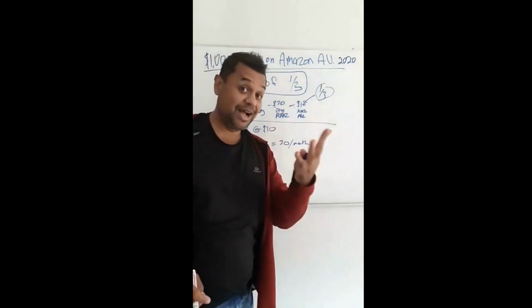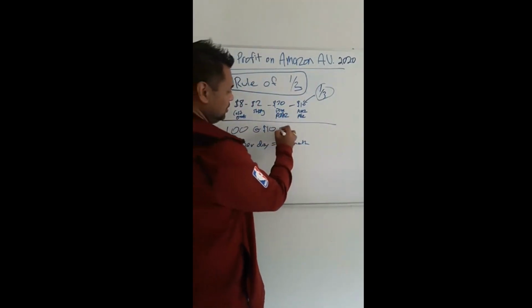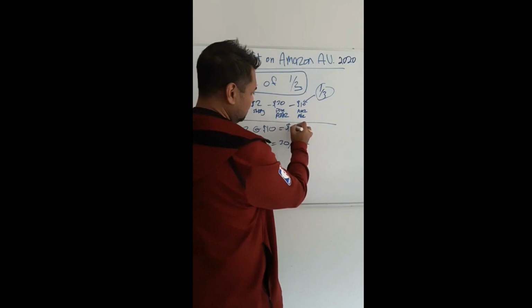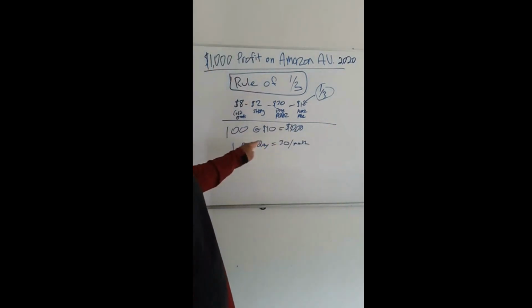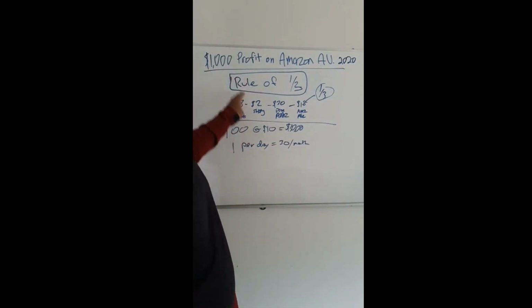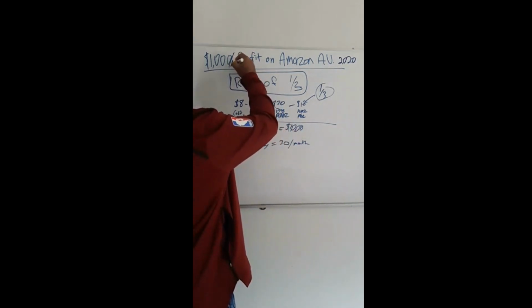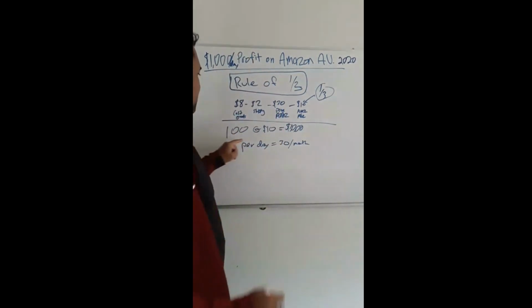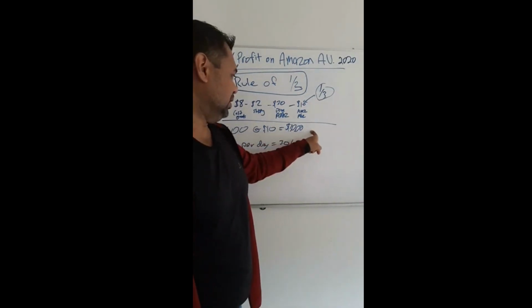One item. Now you need to have 100 items. That's where this comes in. 100 at $10 equals $1,000. That's where your $1,000 a day comes in. $1,000 per day, okay? So you need 100 at $10, it's $1,000.